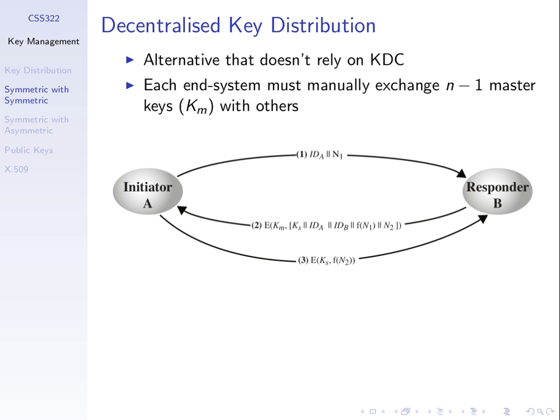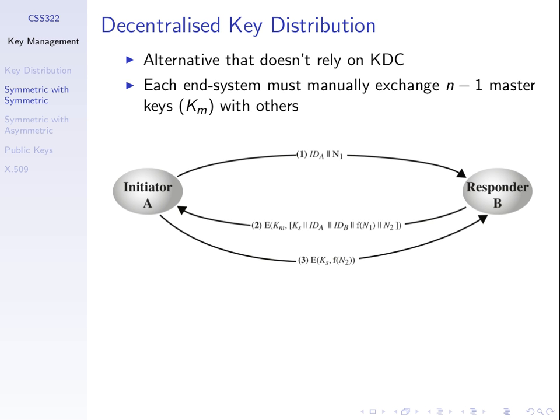In the first approach, where we used a KDC, in the diagram, these were the known values before we started the exchange. That is, we had manually exchanged a master key between A and the KDC, and we had manually exchanged a master key between B and the KDC. That was the assumption in the first approach. Every user exchanges a master key with a KDC. 1,000 users, 1,000 manual exchanges, one per user, all to the KDC. And we learnt the session key.